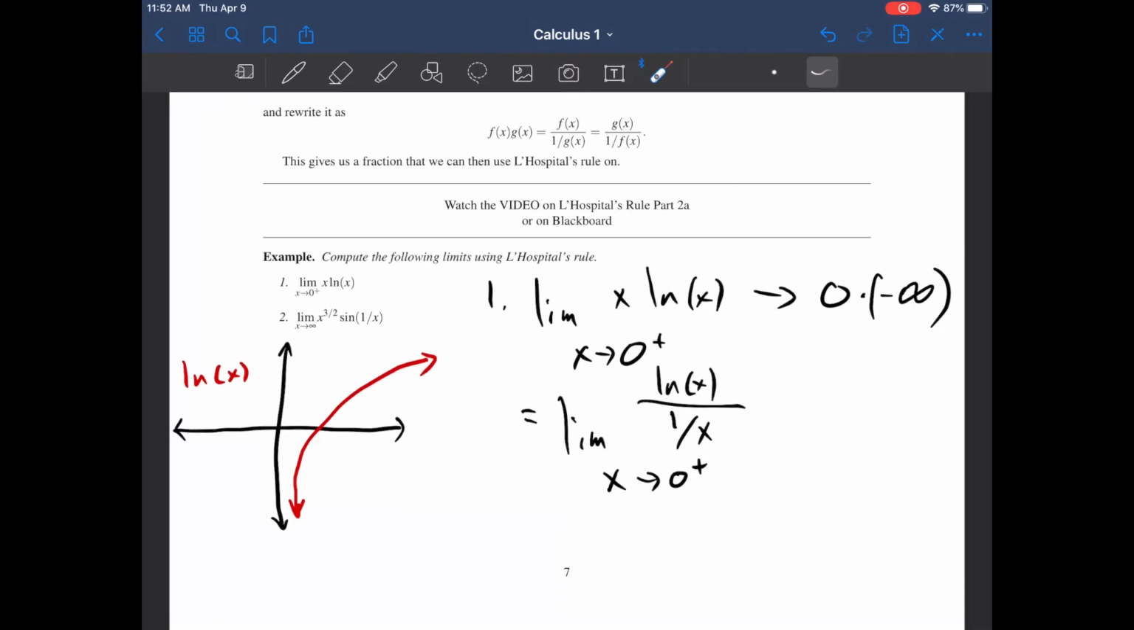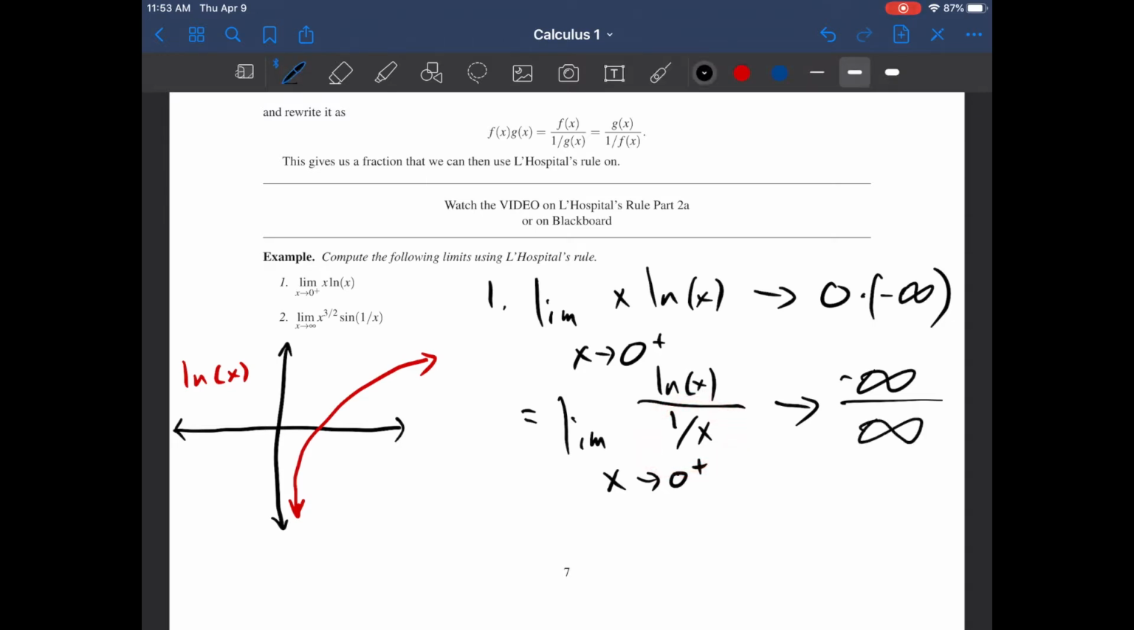Now if we try to take the limit, ln of x as x goes to 0 is still going to infinity, actually negative infinity. And for 1 over x, where is this going? As x gets closer and closer to 0, I'm taking 1 and dividing it by smaller and smaller numbers, so that's going to positive infinity.